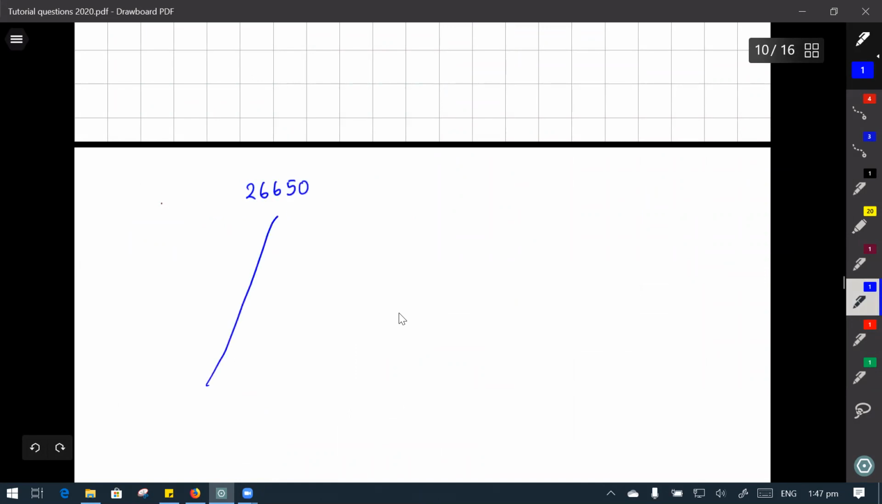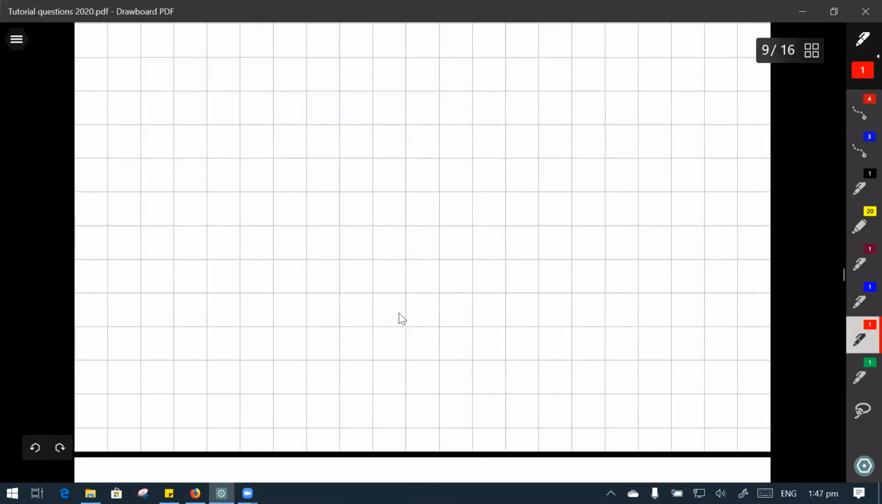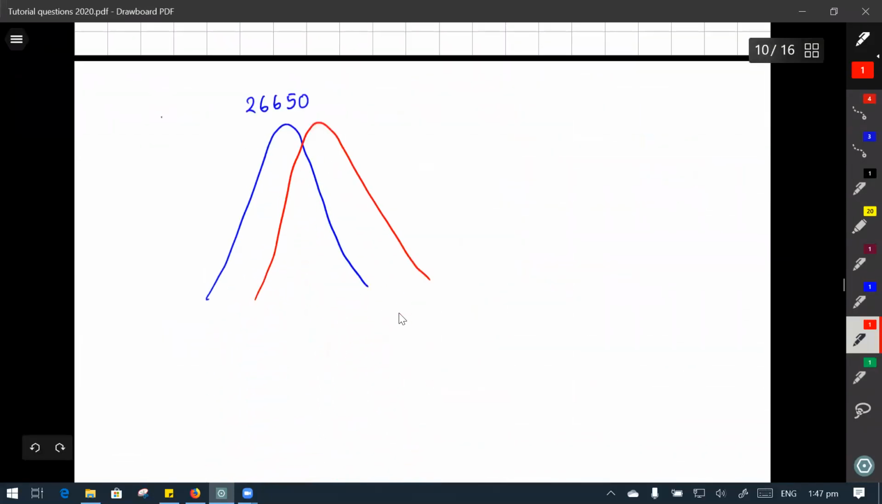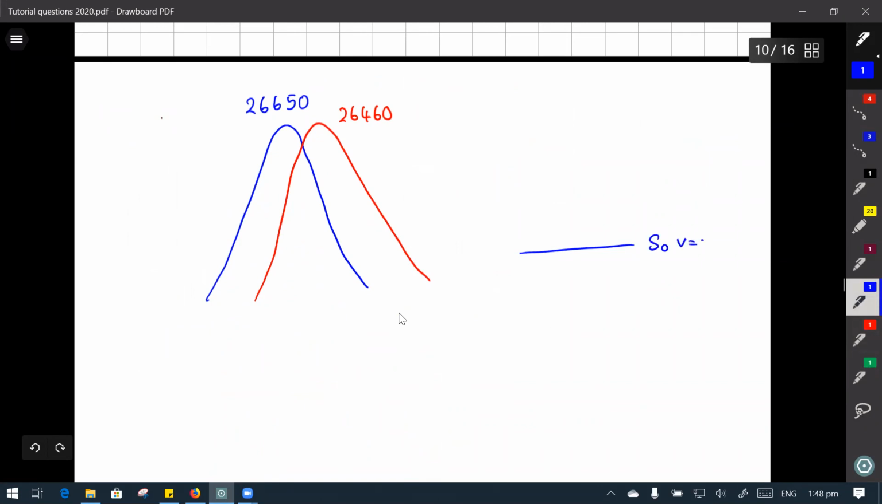So that's where we're absorbing, right? And then we're emitting. And I just need to go back up and look at it at 26460. Now these both originate. So if we just think of the sort of simple diagram, S0 V equals 0, right? V double prime equals 0. And we think of S1 V prime equals 0. What we're seeing is we're going down with this one, and we're going up with this one, right?